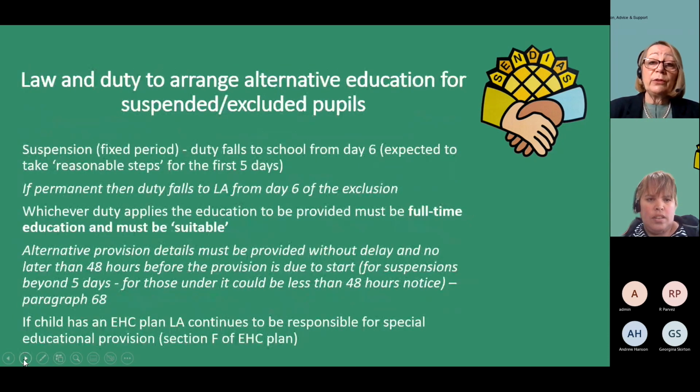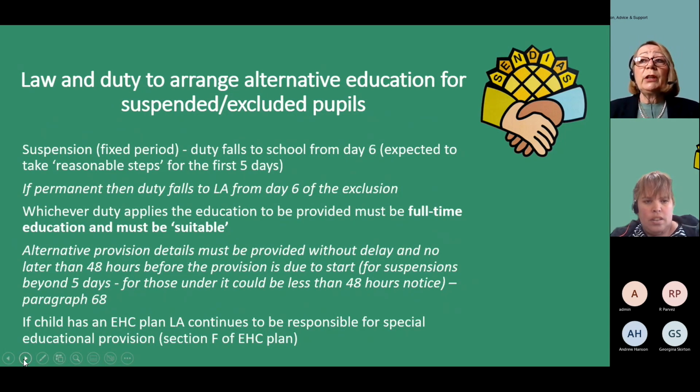So there is a law and a duty to arrange alternative education for suspended and excluded children. For a suspension, which is sometimes known as a fixed period, the duty falls on the school from day 6, and they need to be taking reasonable steps to provide an education within the first 5 days, but then they have to provide alternative provision after day 6 as well. So if it's a fixed period, it's not the local authority's, it's the school's responsibility. If the exclusion is permanent, that's slightly different: the duty falls on the local authority to arrange alternative provision from day 6.